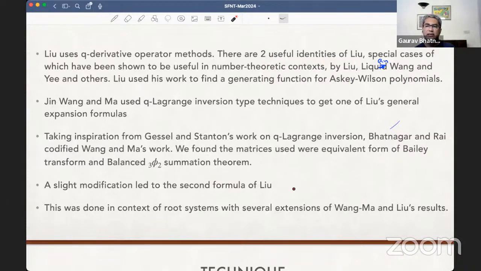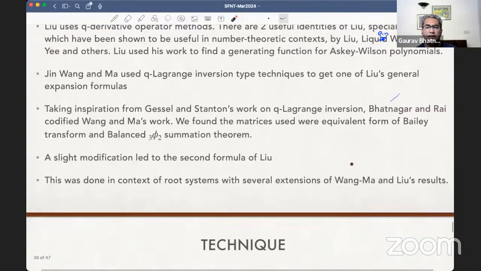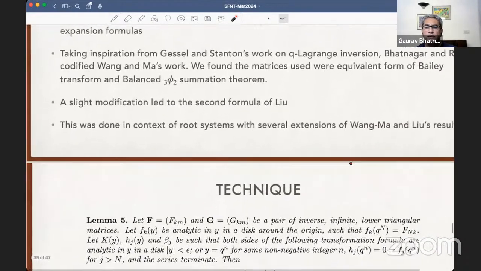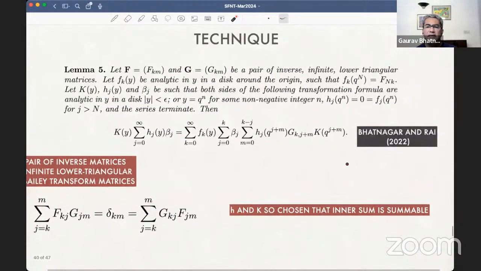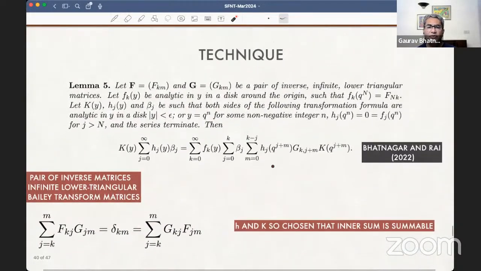In one variable we did it, and then the paper was essentially in the context of root systems, with several extensions of Wang, Ma, and Liu. All these bits and pieces were available for root systems. The Bailey transform matrices were defined by Steve Milne. Balanced 3phi2 summation theorems of various kinds were available, some by Steve Milne and others. There were a couple more. So the technique, let me say, we codified in the form of a lemma.